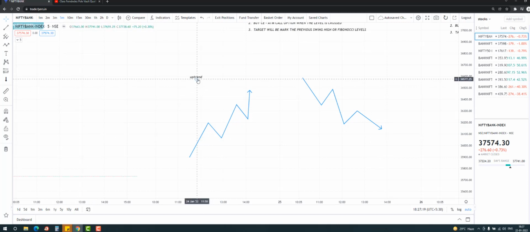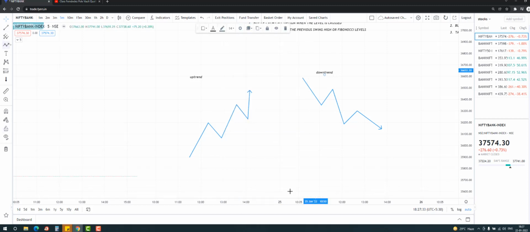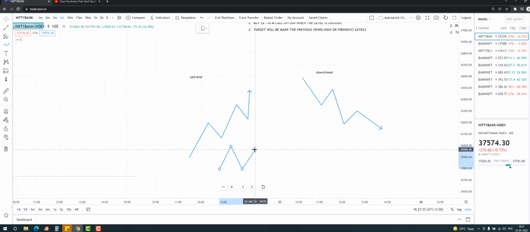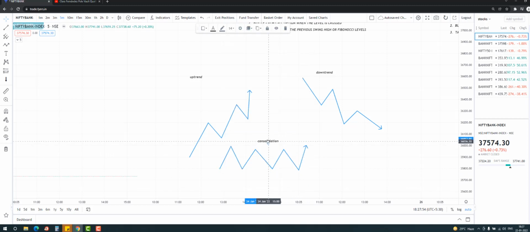This is a downtrend market. There's one more trend, which we call channel, or sideways, or consolidating. We'll keep one name, consolidation, because everything is the same. These are the three different phases of the market.